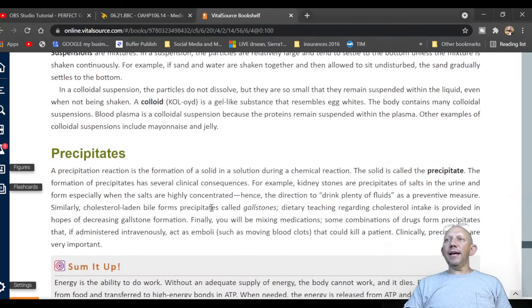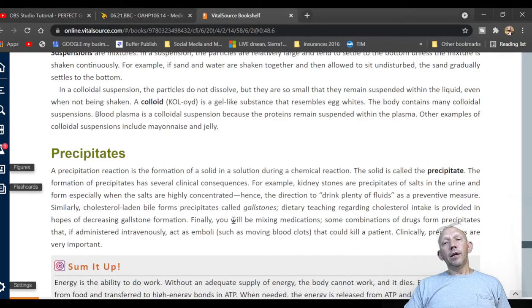Okay. Now precipitate, you do this usually in chemistry. A precipitation reaction is the formation of a solid in a solution during a chemical reaction. The formation of precipitates has several clinical consequences. For example, kidney stones are precipitates of salts. Okay, drink plenty of fluids, yada, yada, yada.